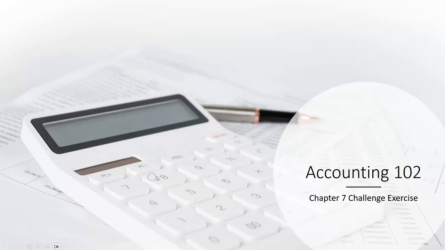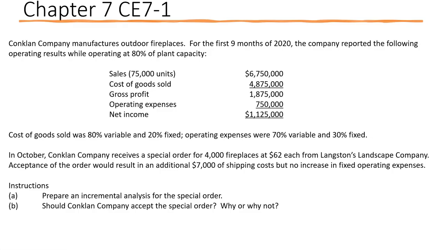So let's get started. First question, Conklin Company manufactures outdoor fireplaces. For the first 9 months of 2020, the company reported the following operating results while operating at 80% of plant capacity. We had sales of 75,000 units, and then the dollar amounts for sales, cost of goods sold, gross profit, operating expenses, and net income. And then it tells us that cost of goods sold was 80% variable and 20% fixed. That's going to be key, as you see on the next slide. Operating expenses, again, were 70% variable and 30% fixed.